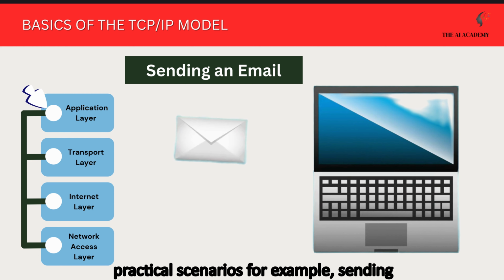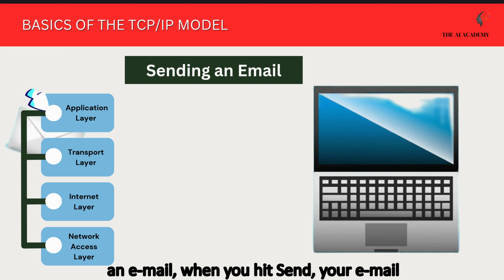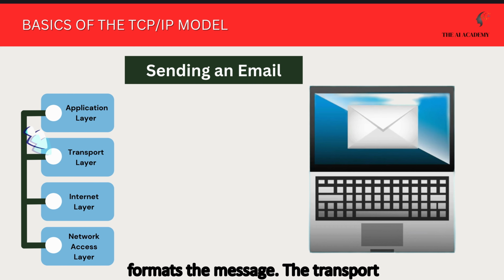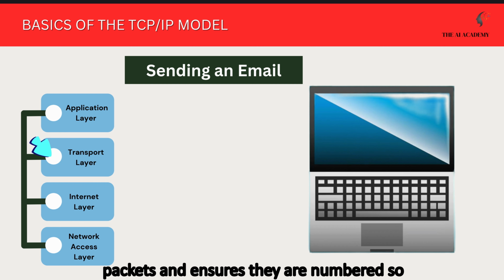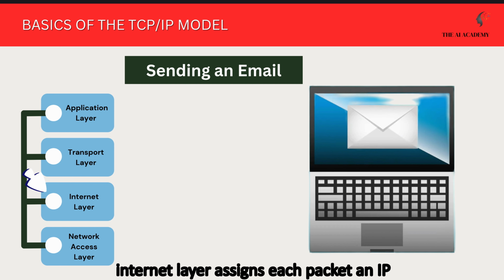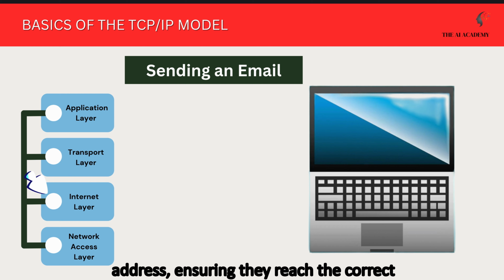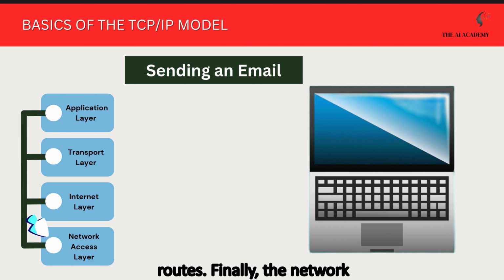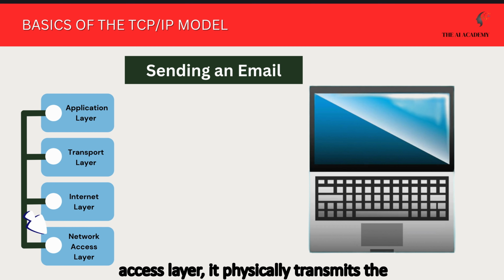For example, sending an email. When you hit send, your email application, at the application layer, formats the message. The transport layer splits the email into smaller packets and ensures they are numbered so they can be reassembled in order. The Internet layer assigns each packet an IP address, ensuring they reach the correct recipient, even if they take different routes. Finally, the network access layer physically transmits the data over cables or wireless signals.